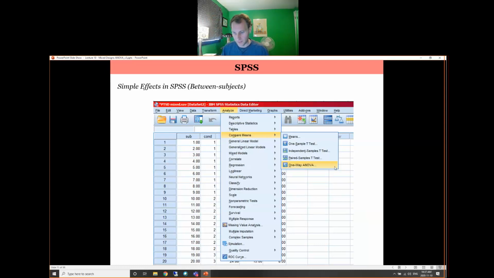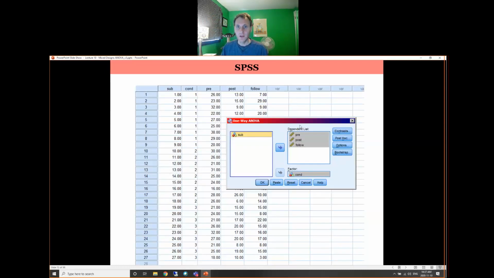So I can go one-way ANOVA, pre, post, follow, my factor. Basically I'm putting in each dependent variable. So I'm saying do an ANOVA on each dependent variable. It'll just do it 3 times.